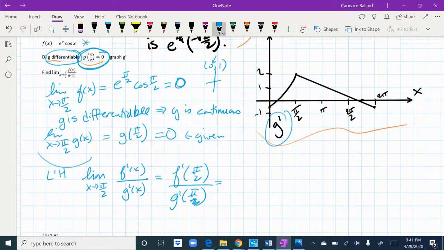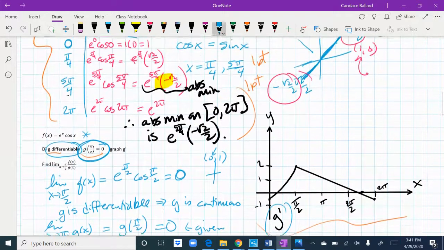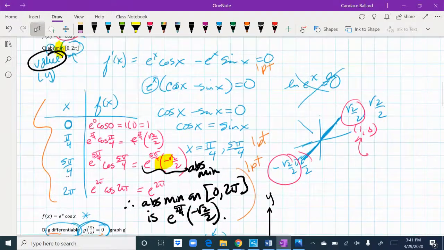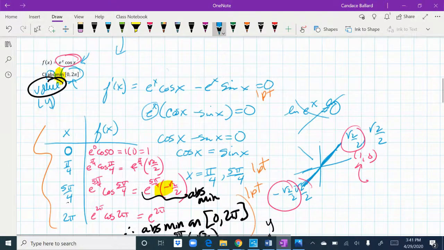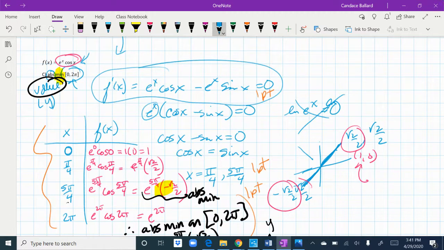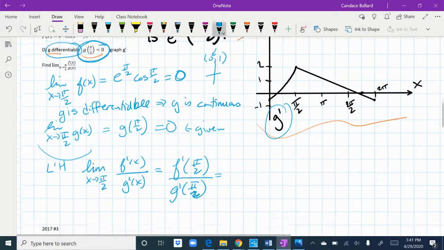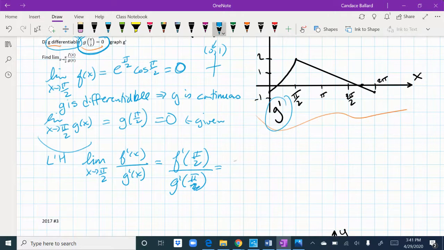Well, this is a very rare occasion that they keep connecting back to each other. We know what f prime of pi over 2 is. Well, we know what f prime is, at least. We've calculated that a few times in the problem. So I'm going to plug into that function right there. Okay, so I have e to the pi over 2 cosine of pi over 2 minus e to the pi over 2 sine of pi over 2.